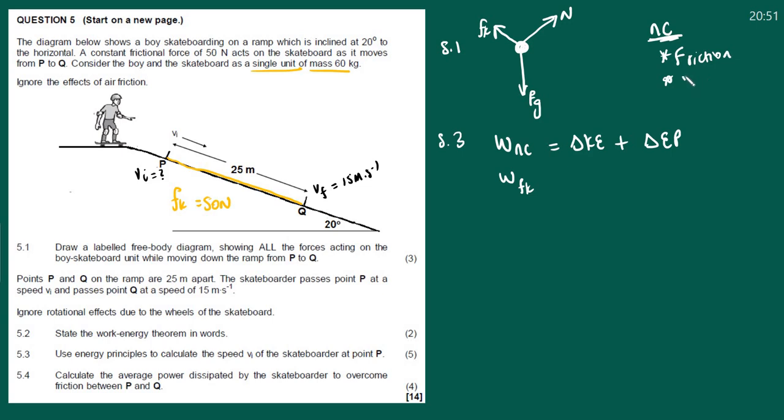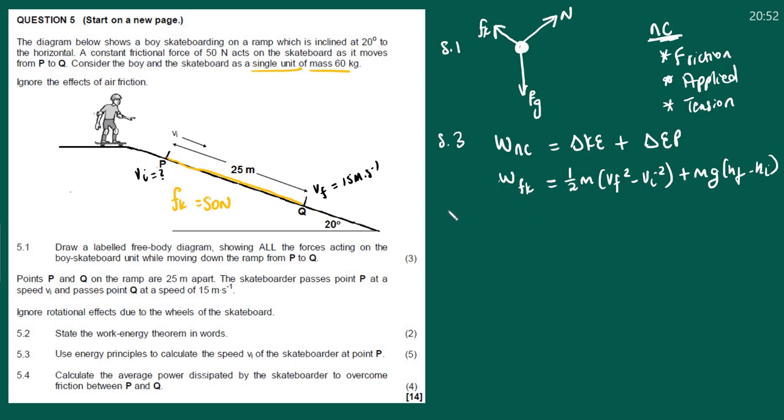Friction, applied force, and then tension. When you have those, you can write the work done by friction plus the work done by applied force. In this case I only have friction. Then the change in kinetic energy is half m into vf squared minus v initial squared, and here we have mg, h final minus h initial, as the change in potential energy.